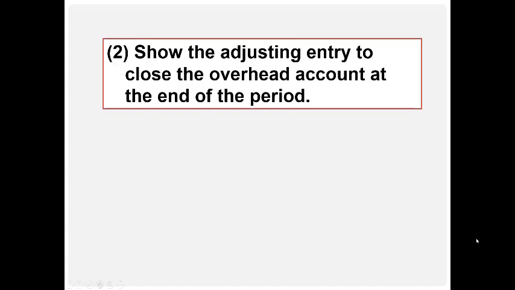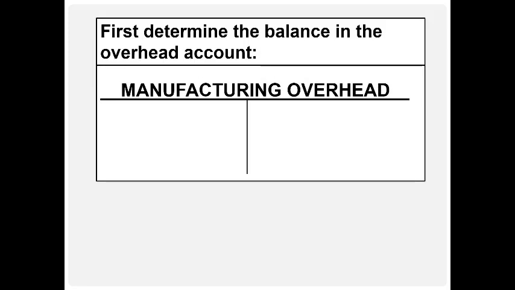Show the adjusting entry to close the overhead account at the end of the period. Well, we need to first determine the balance in the overhead account. The easiest way to do that is to set up the T account for manufacturing overhead. Recall that actual overhead costs go on the debit side, applied overhead costs go on the credit side.